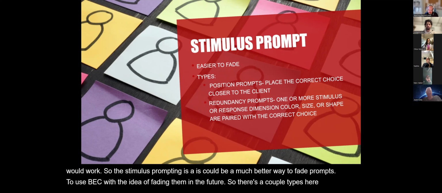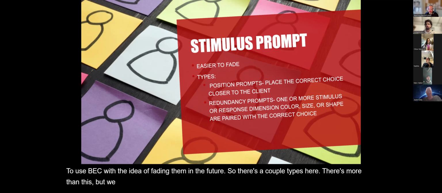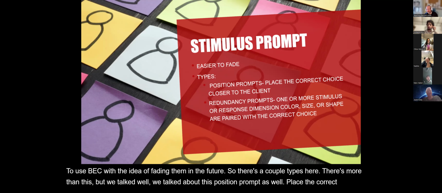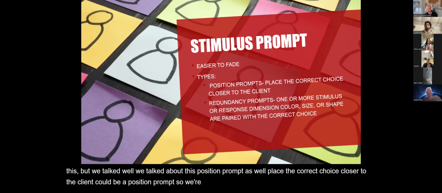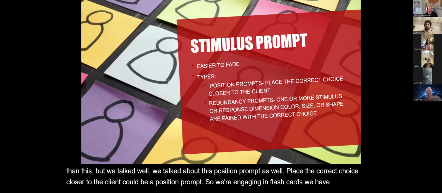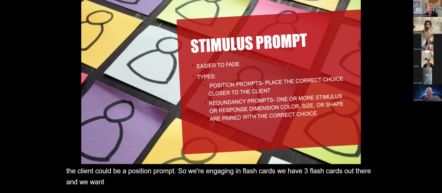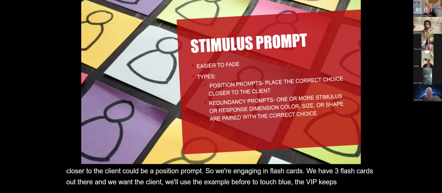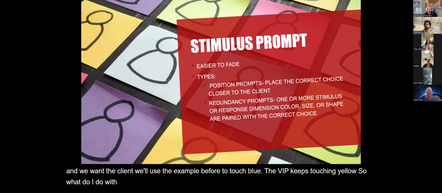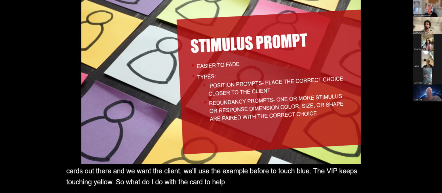There's more than this, but we talked about the position prompt as well. Place the correct choice closer to the client. So we're engaging in flashcards. We have three flashcards out there, and we want the client, we'll use the example before, to touch blue. The VIP keeps touching yellow. So what do I do with the card to help the VIP select the correct card?